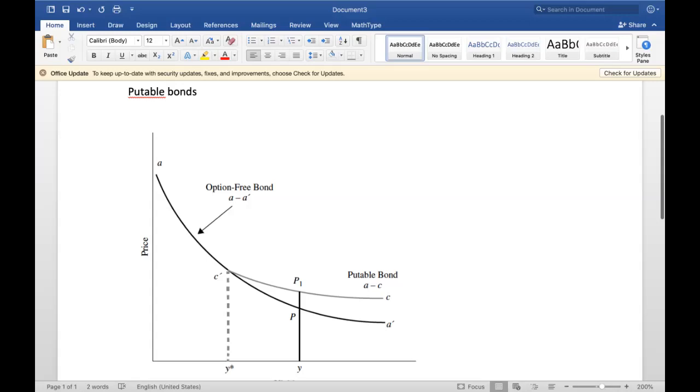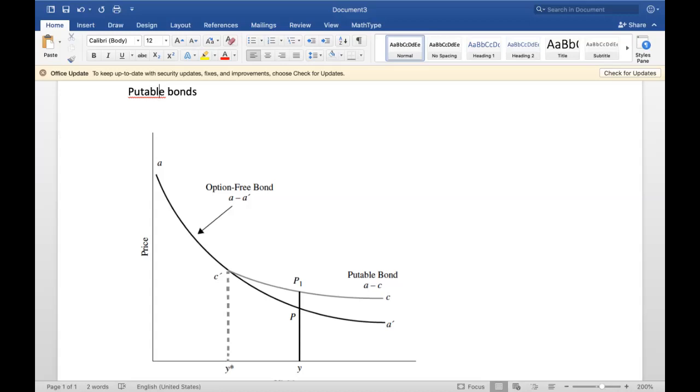The value of a puttable bond is equal to the value of an option-free bond plus the value of this put option, right? The difference between the value of a puttable bond and the value of an otherwise comparable option-free bond is basically the value of the put. And this is only of value when yields approach or go above the coupon rate. This Y star here is the coupon rate, right? So it's pretty straightforward. At low yield levels, the price of a puttable bond is basically the same as we noticed for callable bonds, similar to an option-free bond.